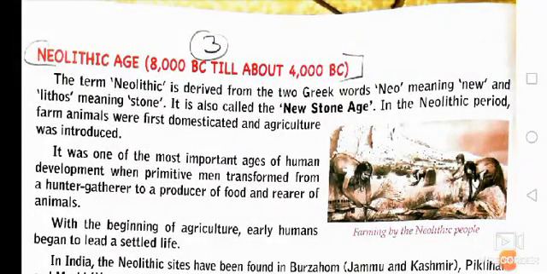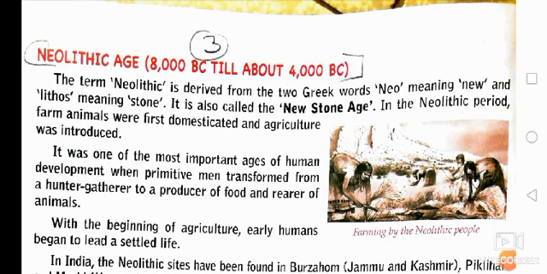The next Stone Age is the Neolithic Age, time period from 8000 BC till about 4000 BC. The term Neolithic is derived from the two Greek words neo and lithos. Neo means new and lithos means stone. So it is also called the New Stone Age.